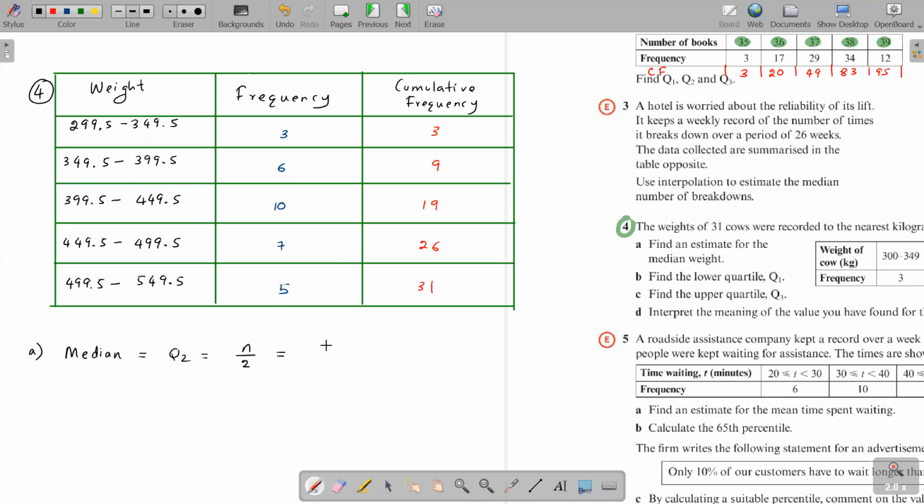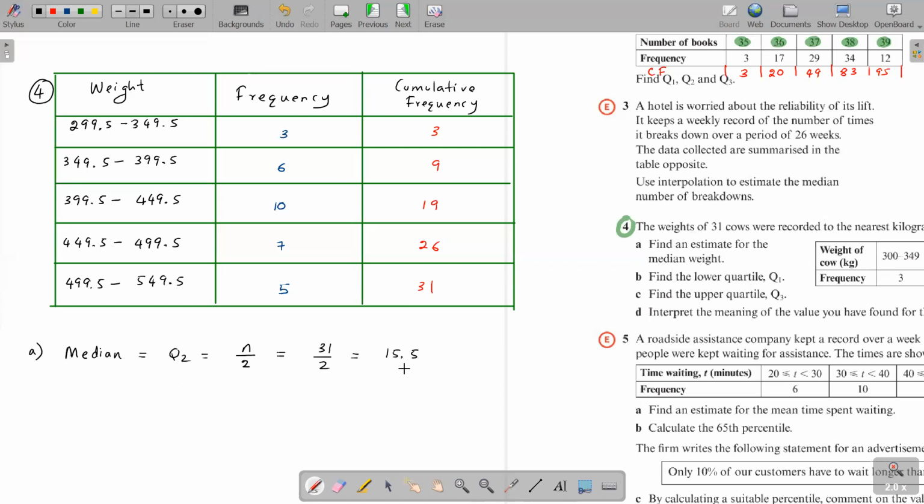Okay, so what is 31 divided by 2? 31 divided by 2, we get 15.5, right? Okay, now the thing is, unlike in discrete data, we are not going to round up or do anything to this decimal.